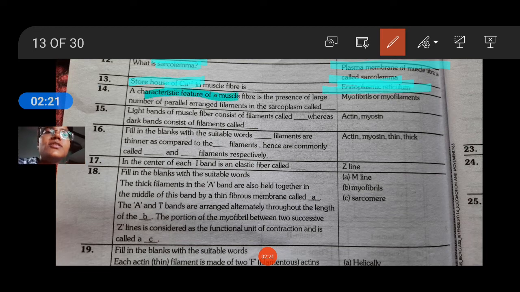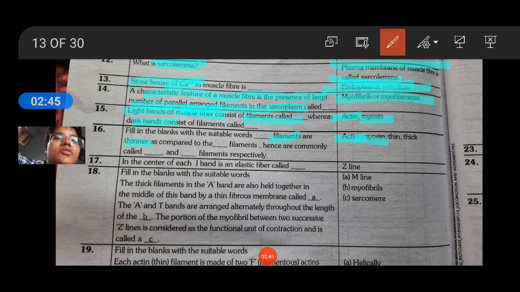A characteristic feature of muscle fiber is the presence of a large number of parallelly arranged filaments in the sarcoplasm called myofibrils or myofilaments. Light bands of muscular fiber consist of filaments called actin, whereas dark bands consist of filaments called myosin. Fill in the blanks with the suitable words. Actin filaments are thinner as compared to the myosin filament and are hence commonly called thin and thick filaments.